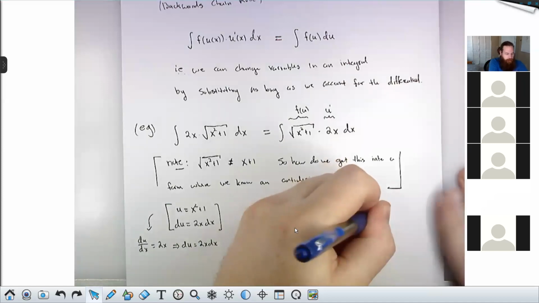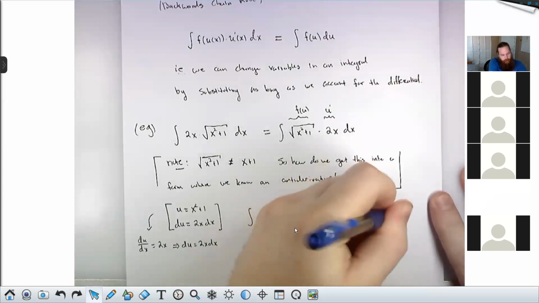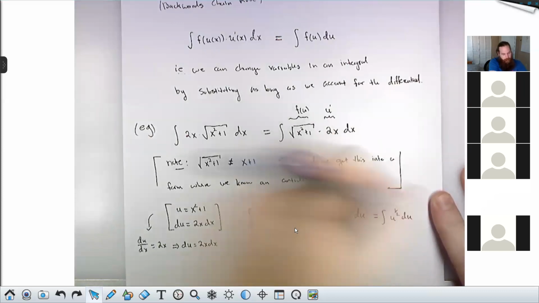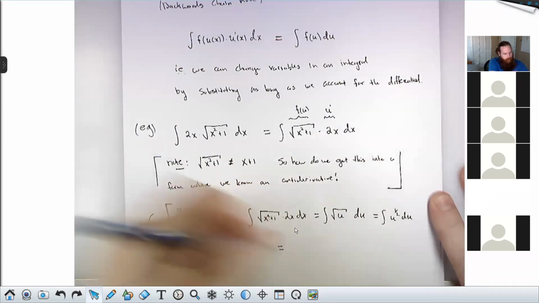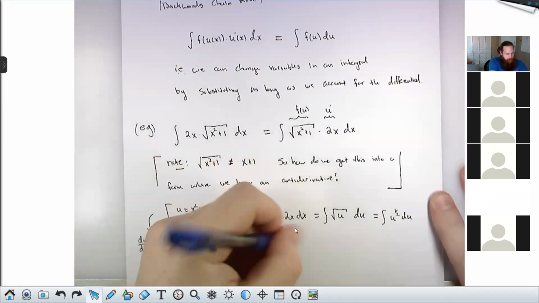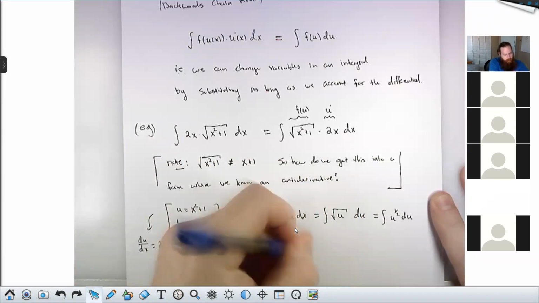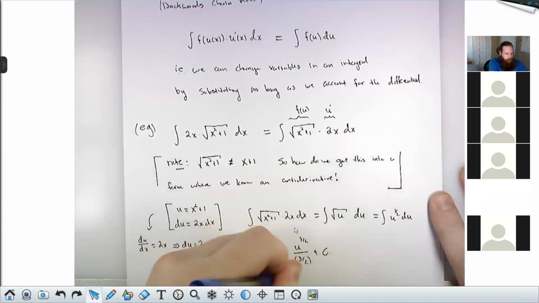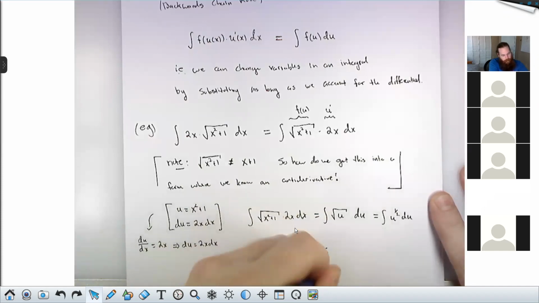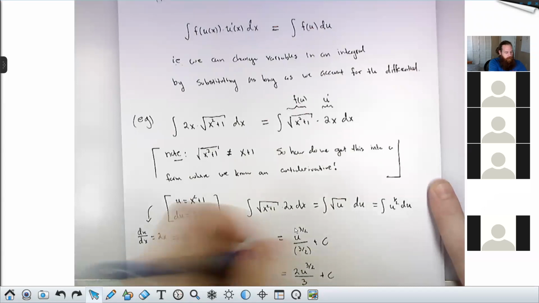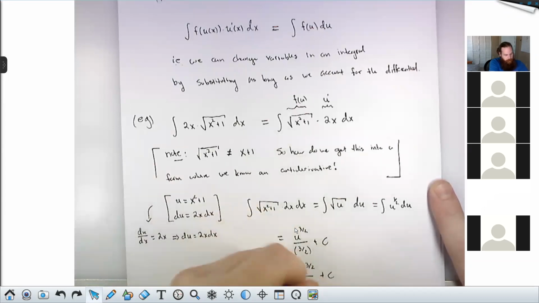Okay, now from here, this is easy. This is now the integral of u to the 1/2 du. So that's a power rule thing. The integral of u to the 1/2 is u to the 3/2 divided by 3/2 plus c, which is 2u to the 3/2 over 3 plus c. And then my last step is to go back to my x's. So that's 2 times x squared plus 1 to the 3/2 over 3 plus c.